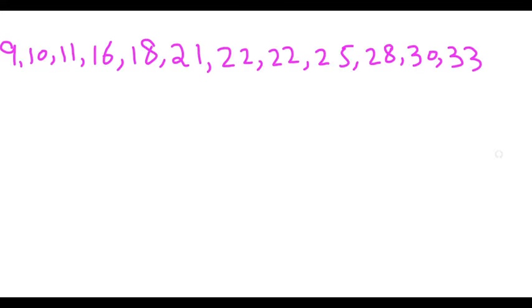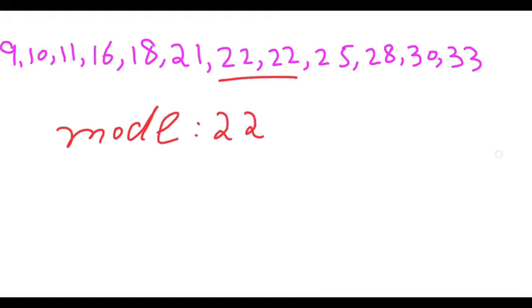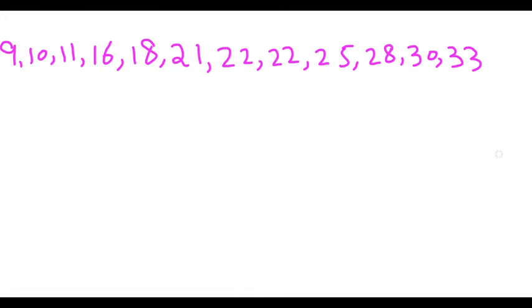Now we need to determine the mode. The mode is the value that appears most frequently. The value 22 appears twice, which is more than any other value. So the mode is 22. Mode is 22.